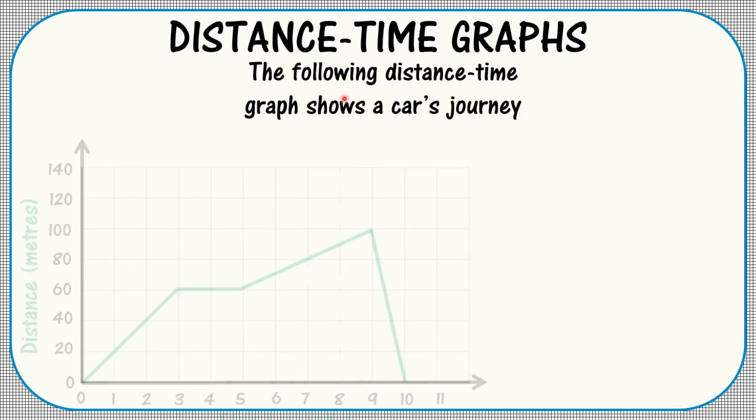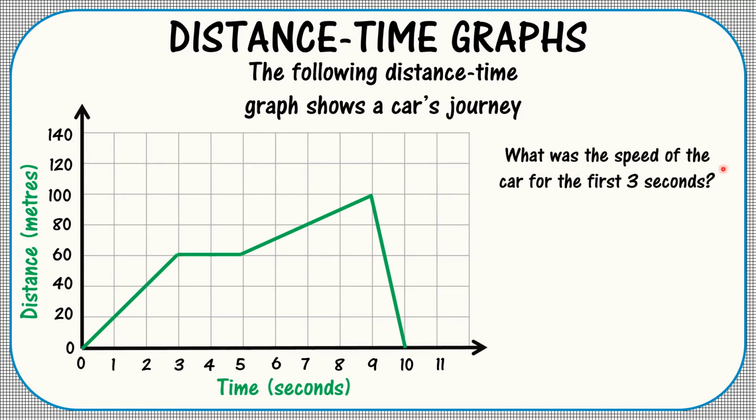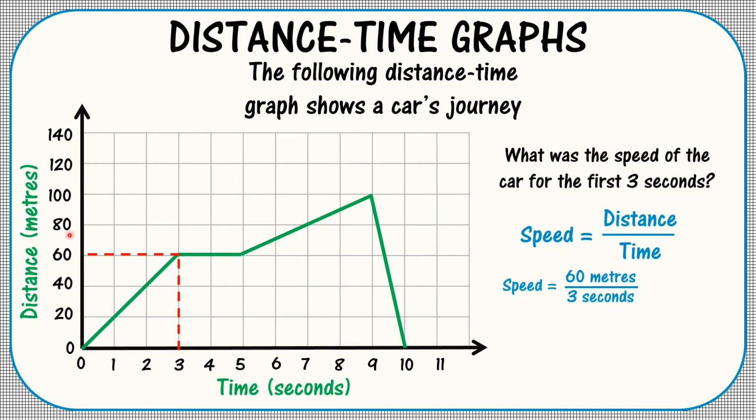So let's go back to one of our previous examples. The following distance time graph shows a car's journey. What we are asked for now is what was the speed of the car for the first 3 seconds. So we are looking for the average speed for the car for the first 3 seconds. What we need to remember is that the speed is equal to the distance divided by the time. So the distance in this example is 60 and the time is 3 seconds. So you would do 60 meters, because we're working in meters, divided by the time, which is 3 seconds. Therefore the speed is equal to 20 meters per second.